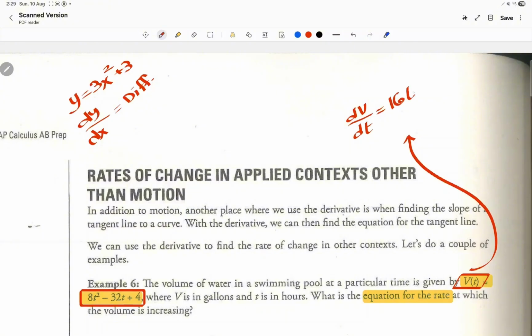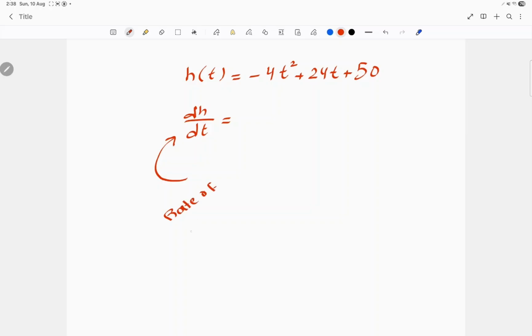So 16t minus 32. That's it. If they say rate, they mean differentiation. Look guys, if height is equal to negative 4t squared plus 24t plus 50, can you guys find dH over dt? Like differentiate it. Which, by the way, is going to be the rate of change of height. The rate of change of height.